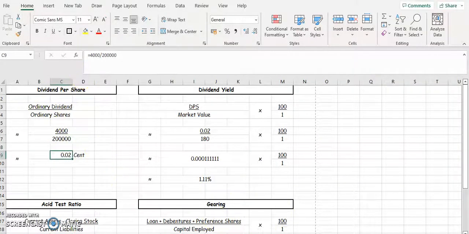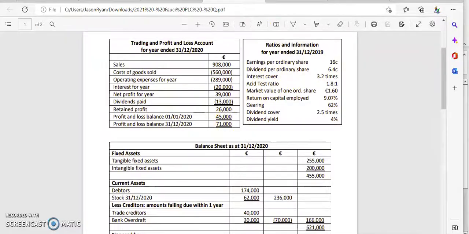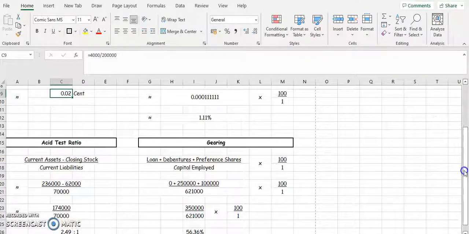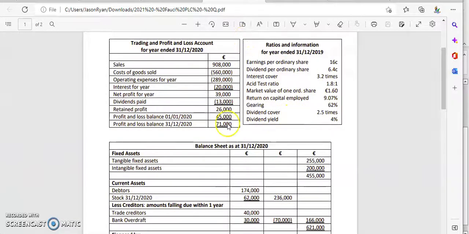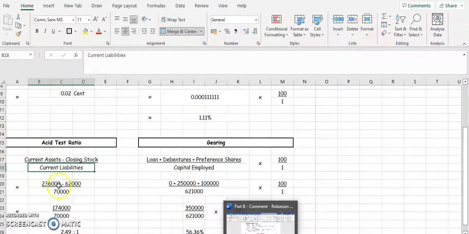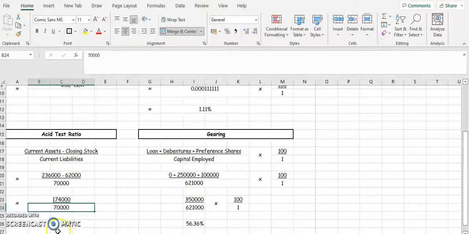Your next item that we need to calculate then, as we work down along here, is your asset test ratio. So your asset test ratio then, that's current assets minus closing stock divided by current liabilities. So in the question, your current assets 236,000, closing stock 62,000. You're going to take them away from each other, and then your current liabilities 70,000. So 236,000 minus 62 divided by 70, so 174,000 divided by 70. That gives your asset test ratio of 2.49:1. So remember, the recommended ratio for that is 2:1.